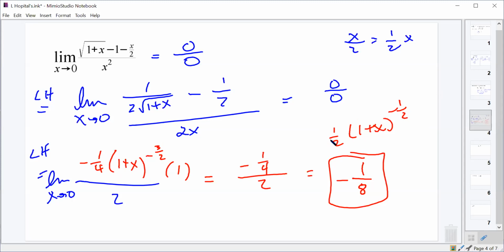So this is 1/2 u to the negative 1/2. I took the derivative of 1/2 u to the negative 1/2 and then multiplied it by the derivative of u. Good or no? Yeah, all right.